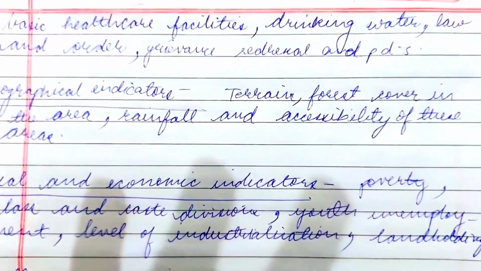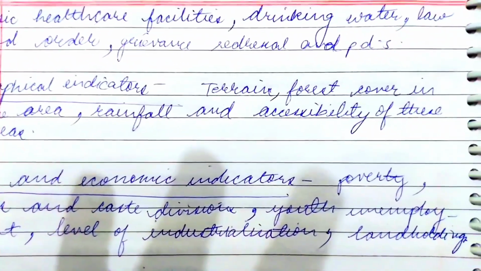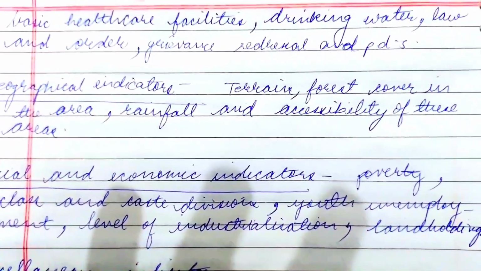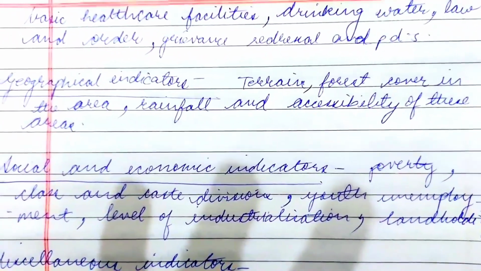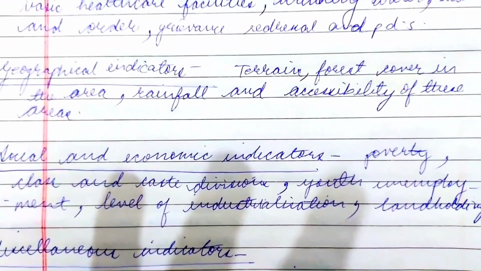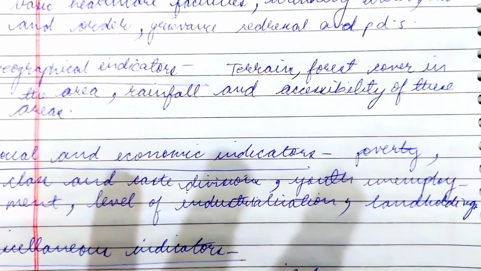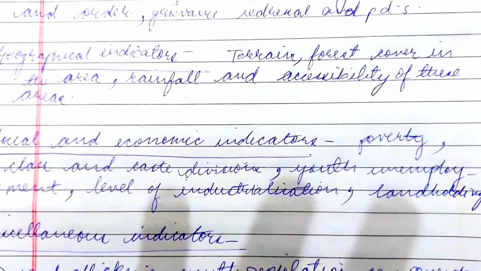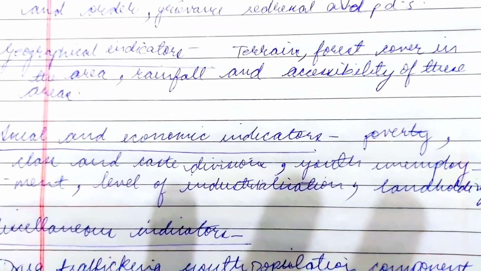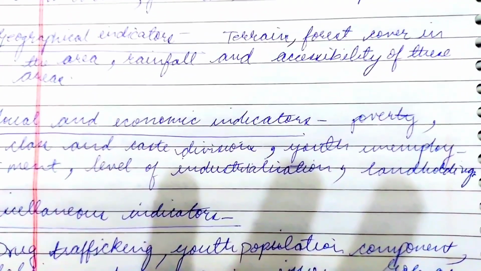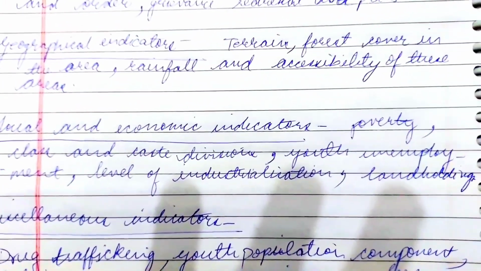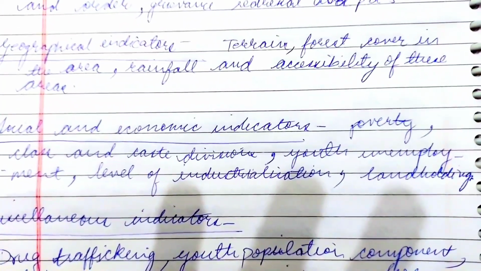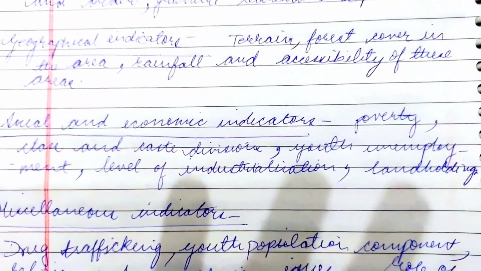Then the government will also focus on basic healthcare facilities, drinking water, law and order, and grievance redressal mechanism, as well as the public distribution system. Then there are the geographical indicators. The geographical indicators of left-wing extremism are that the terrain may not be good for development. Forest cover in these areas is very high, and rainfall is high, so accessibility of these areas is low.